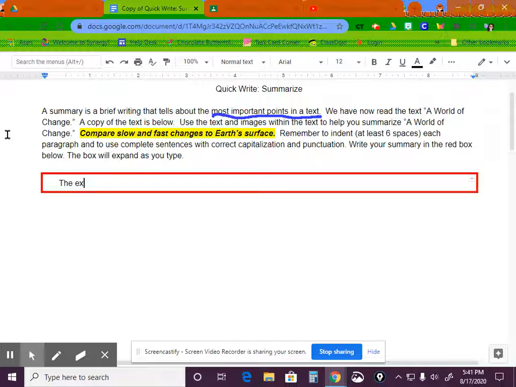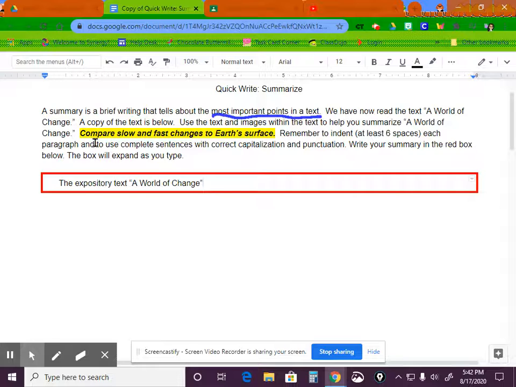The expository text, A World of Change. And it is the title of a text, so it is in quotation marks. Remember, we learned yesterday expository texts are non-fiction texts. They give us facts, details, information. So the expository text, A World of Change, so there's my title.